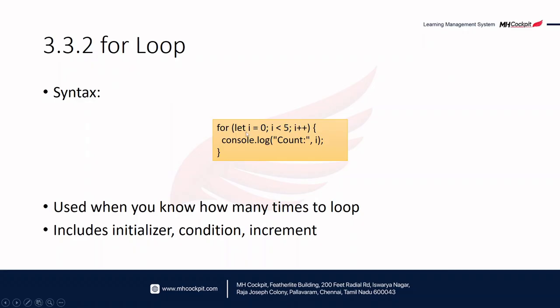So this is the first thing: there are three things you have to mention in the for loop, similar to the C language. First is the initialization, then the condition, and finally the incrementer operator. Then the statements inside the for loop we will be giving. As I mentioned, it includes the initializer, condition, and the increment. Right, this is the for loop.